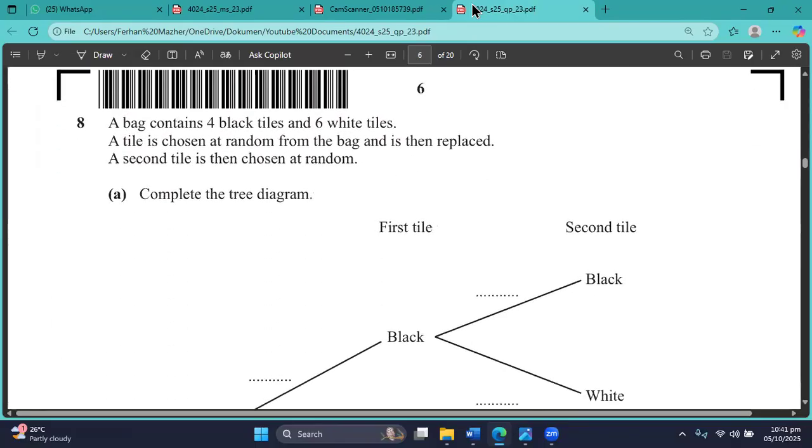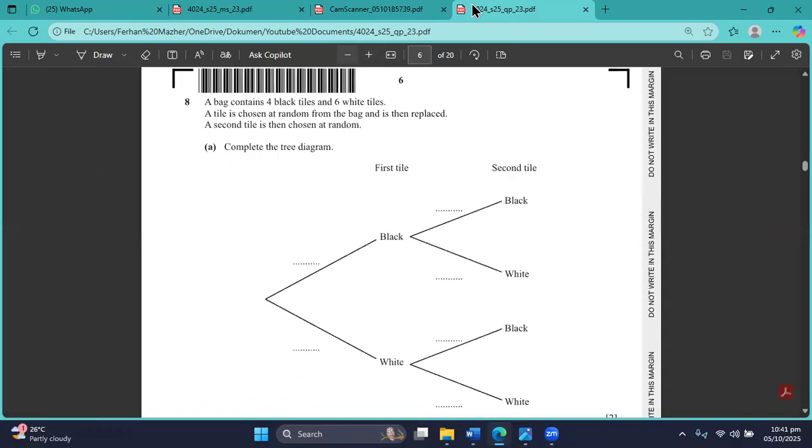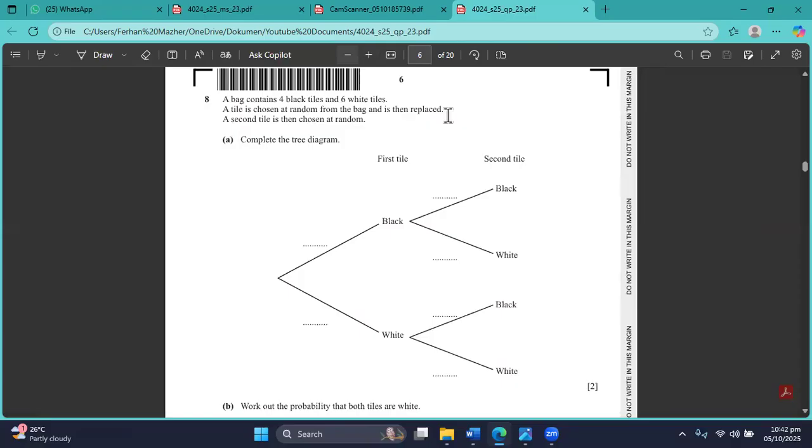He says a bag contains 7 black tiles and 6 white tiles. A tile is chosen at random from the bag and is then replaced. They put back the tile, okay? A second tile is then chosen at random. Complete the tree diagram. So here we have a tree. So black, white, then black, white, black, white. Okay.